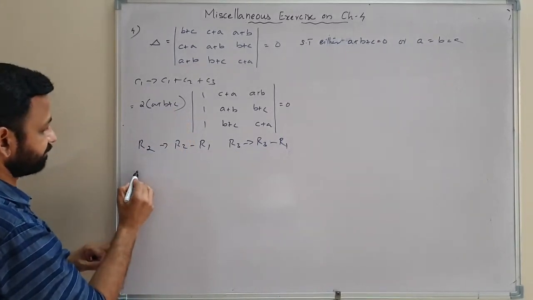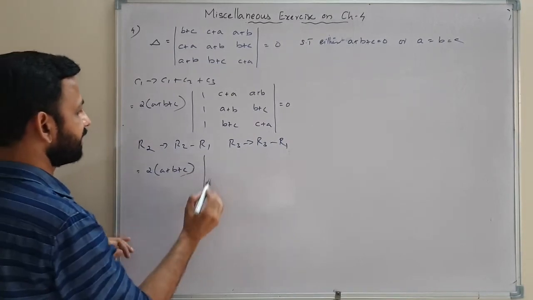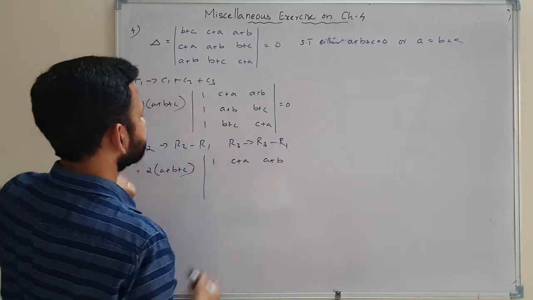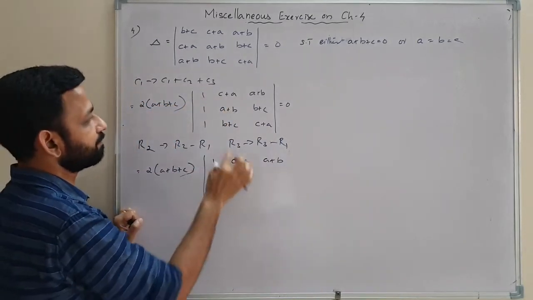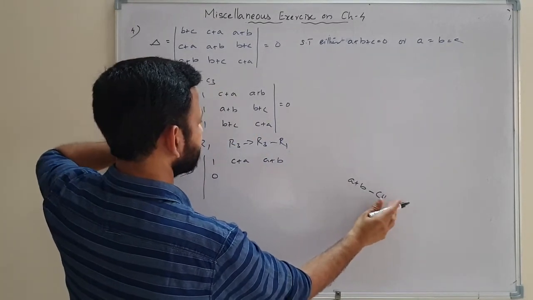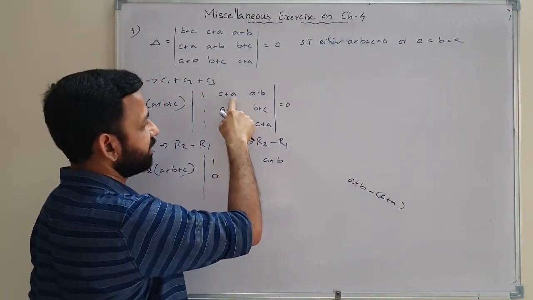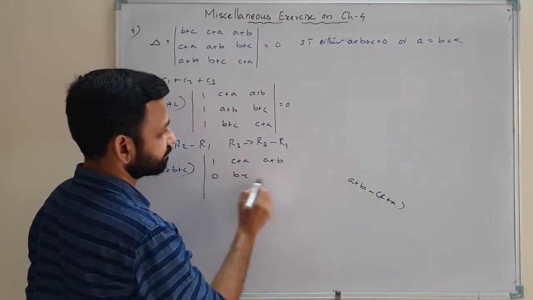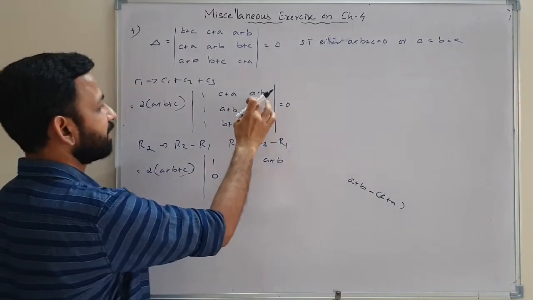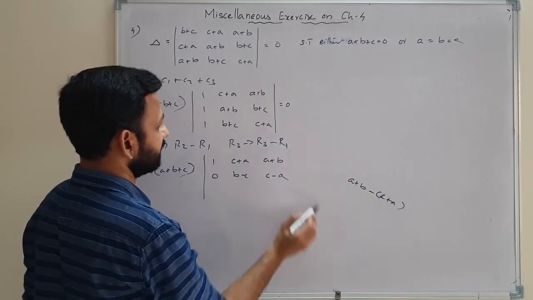So R1 will be same, with 2 into a plus b plus c outside the determinant: R1 is 1, c plus a, a plus b. Then R2 is 1 minus 1, 0, then a plus b minus of c plus a. Here a and minus a cancel, so we get b minus c. Then b plus c minus of a plus b: b and minus b cancel, so we get c minus a.